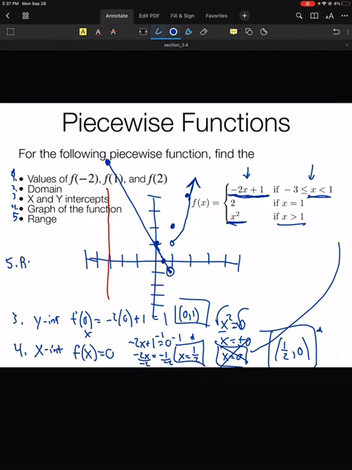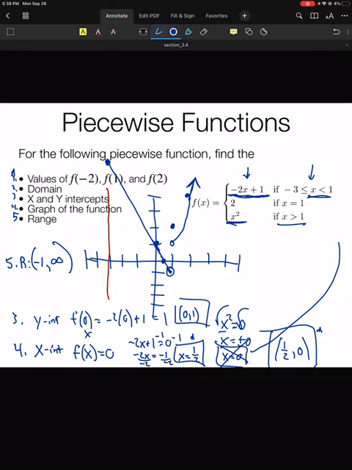Now I'm on to step 5, which is the range. It looks like the lowest point is -1, but we don't quite reach that, so I'm going to put a parenthesis there. Then it increases to positive infinity, so the right-hand side of the range is positive infinity. I know that was a lot of work and it took us a long time, but it was extremely important that we do all of those steps to get an idea of what this piecewise function looks like.